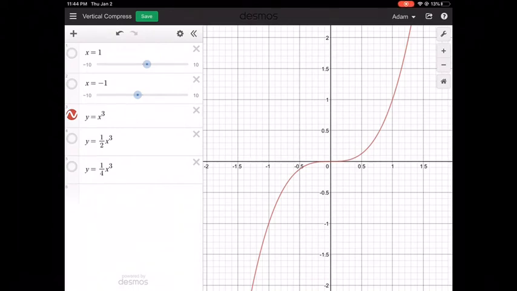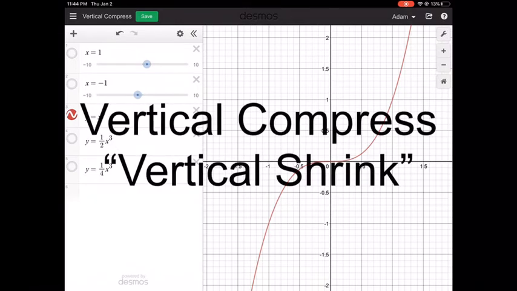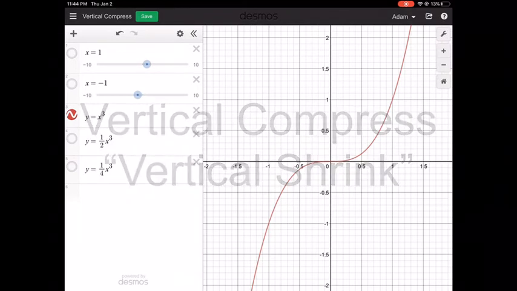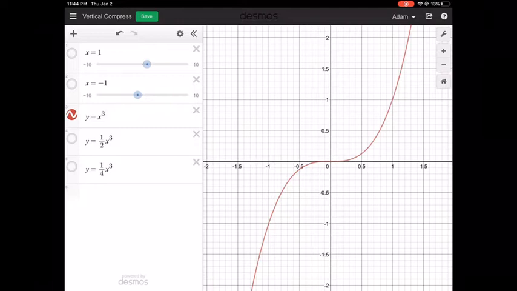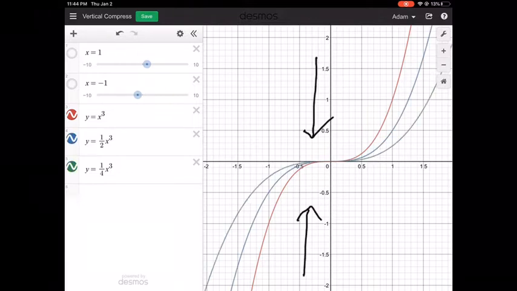In this video, I'm going to talk to you about the function transformation vertical compress, also known as vertical shrink. Now, if you're looking at a graph, you'll notice a graph compresses when it gets shorter and it gets wider. So from the parent function, notice how these compressed functions are getting shorter and they're getting wider.